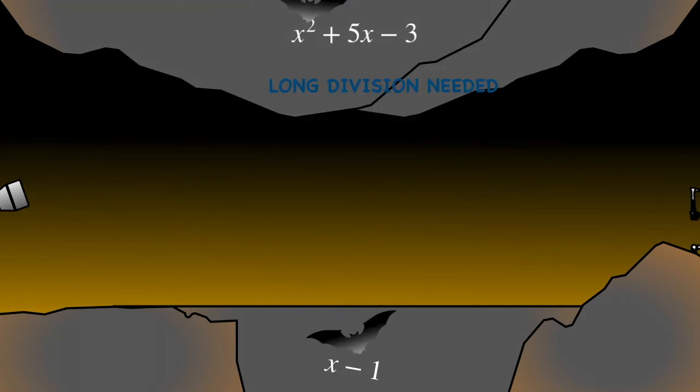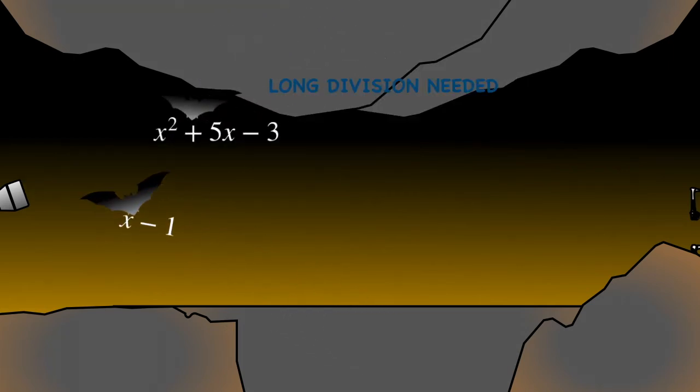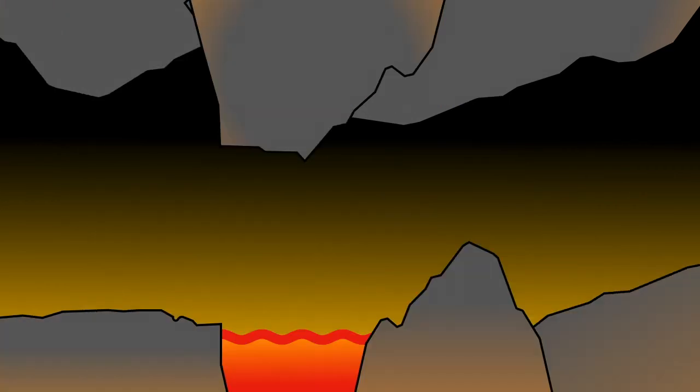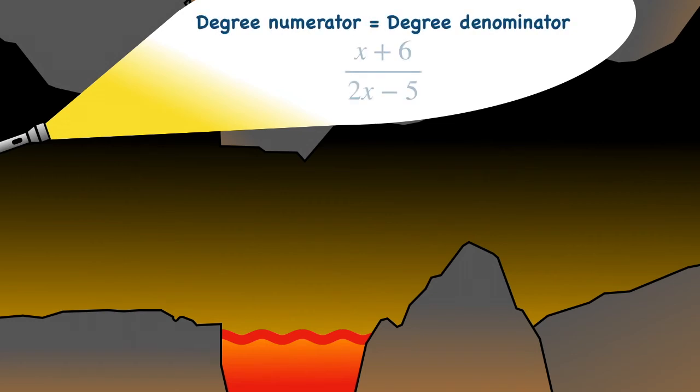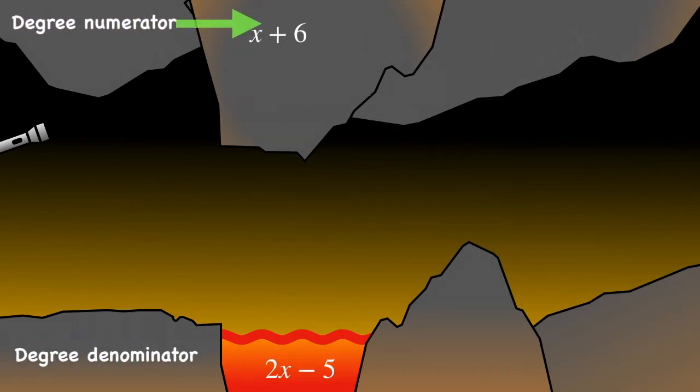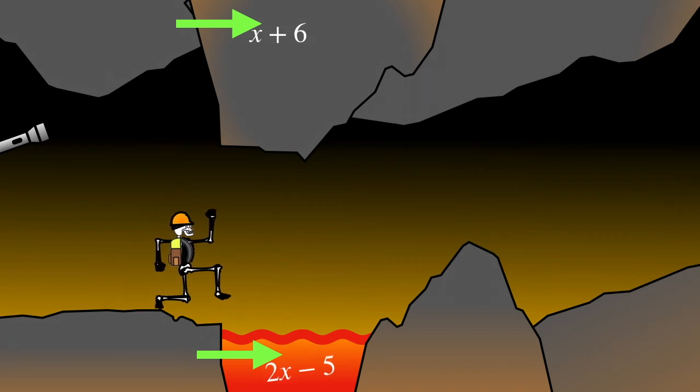We'll not be covering these long division techniques in this video, but if you need to know, the simplified format looks like this. The last case is the most intriguing. What if the degree of the numerator and denominator are the same? A numerator of x plus 6 and a denominator of 2x minus 5. Looks straightforward, right? An innocent looking question like this, where both degrees are 1.